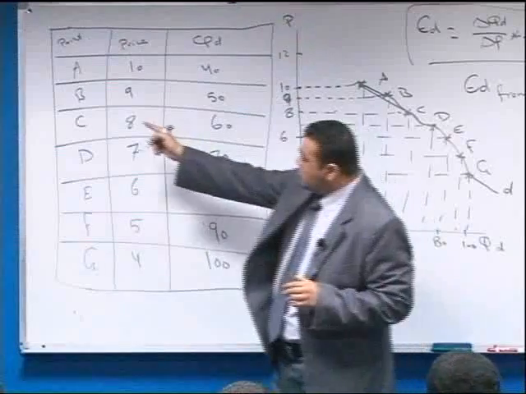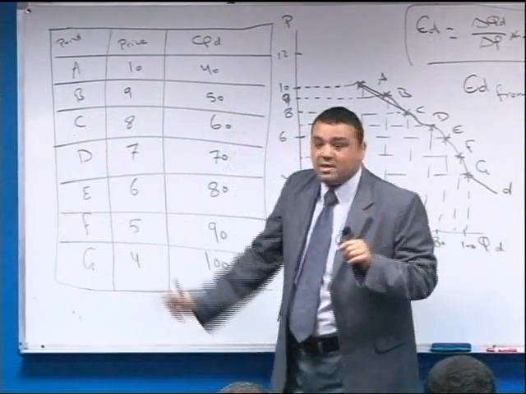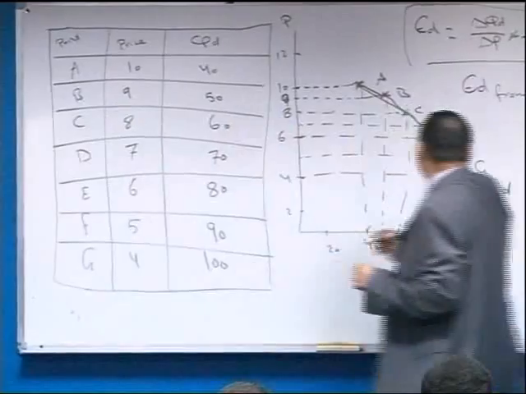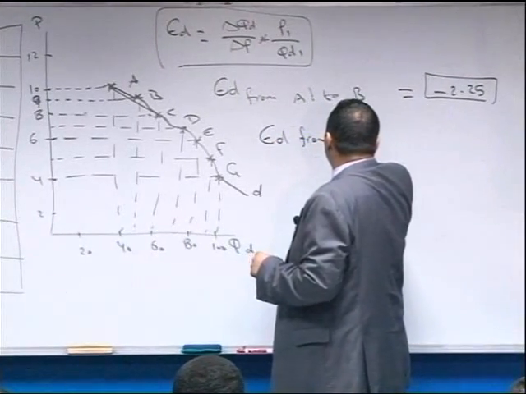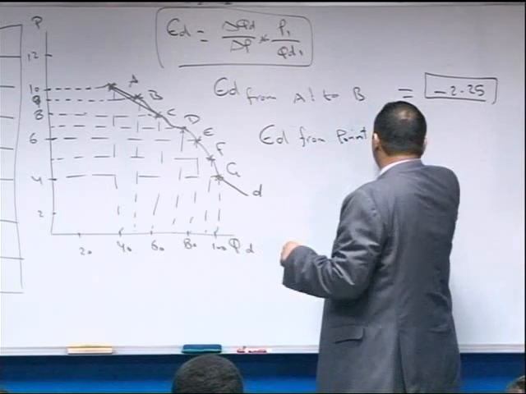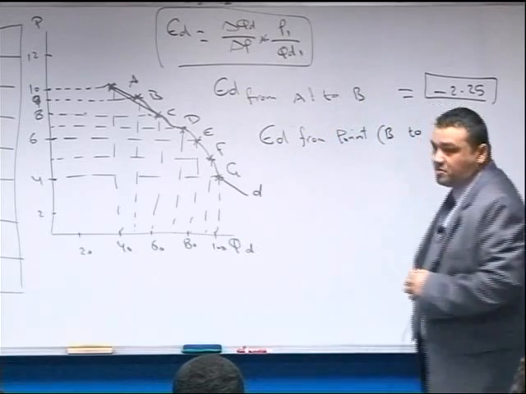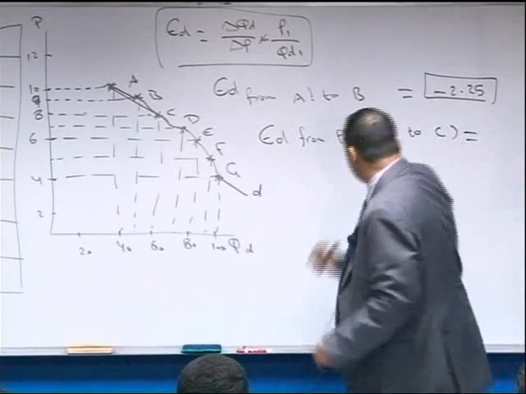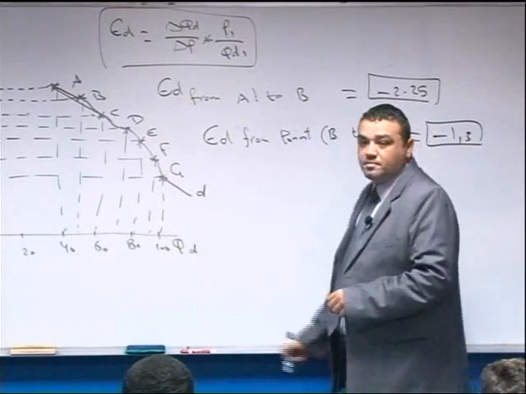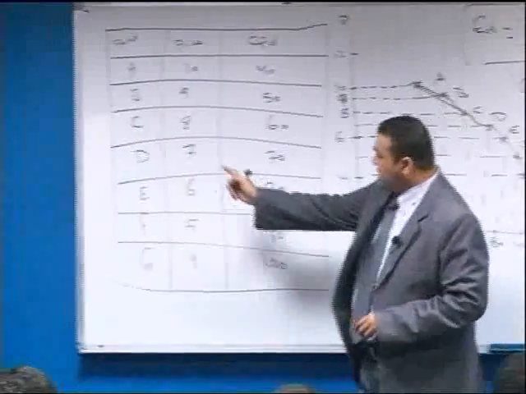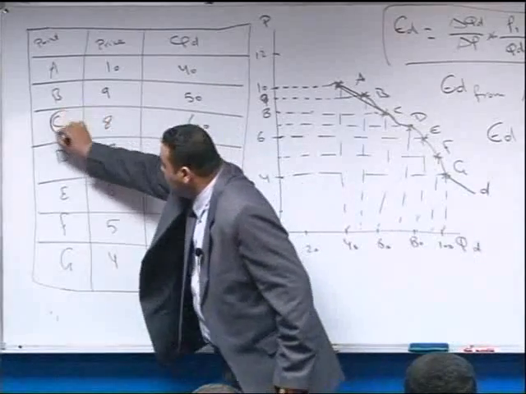Now we have also calculated the price elasticity of demand from point B to point C. It's already calculated. It equals minus 1.3. Number 3, calculate the price elasticity of demand from point C to D.